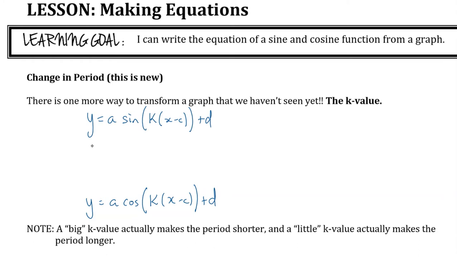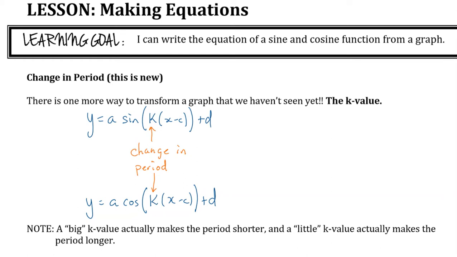Okay, and so the K value is a change in period. So what we're going to notice is not all the graphs that we're given will have a period of 360. Everything else is the same. All the properties of sine and cosine are the same. Amplitude is still the distance from the zero line to the max and to the min. The zero line is still your D value. Your shift is the same, where it starts. But we have to do a bit of extra work to figure out what the period is and how to turn that into a K value.